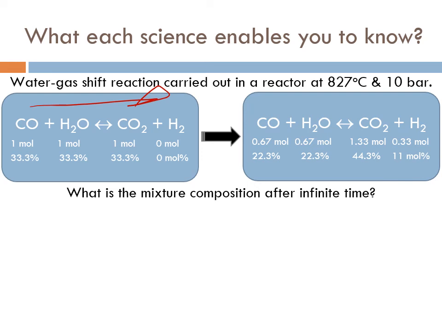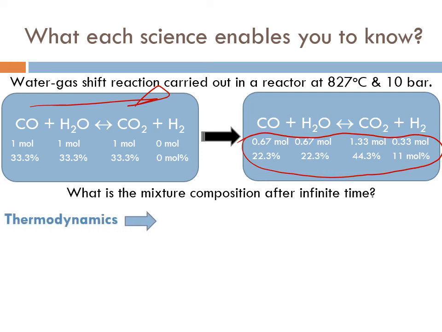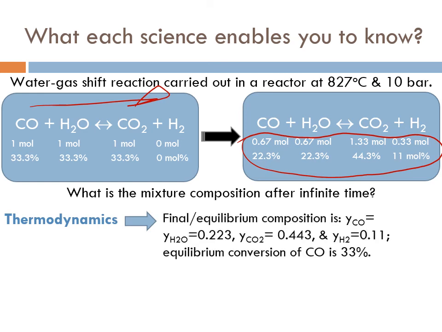Correct? Okay, how can I calculate this composition? Well, if we talk about equilibrium, then we can always go back to thermodynamics and use the equilibrium constant to calculate the equilibrium composition of this reactive mixture, or we can calculate the equilibrium conversion. But the question is, how long should I wait in order for this composition to be reached, in order for this equilibrium conversion to be reached?